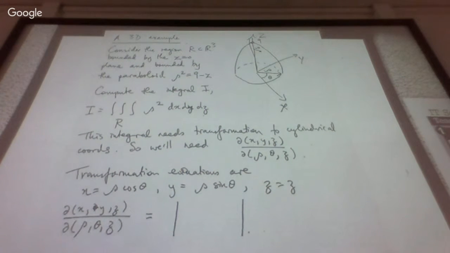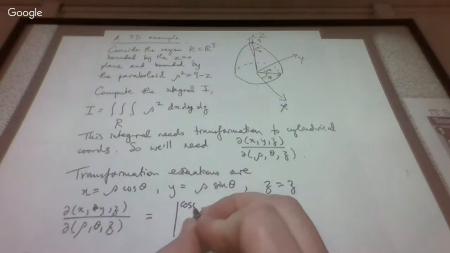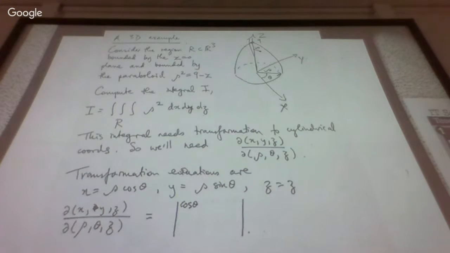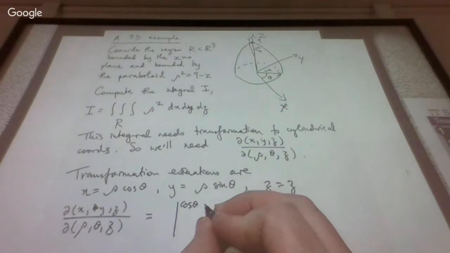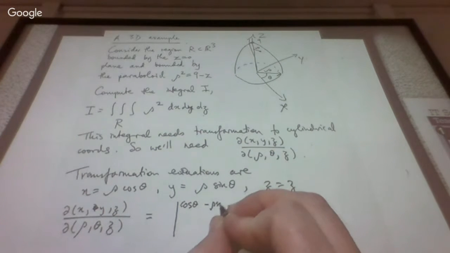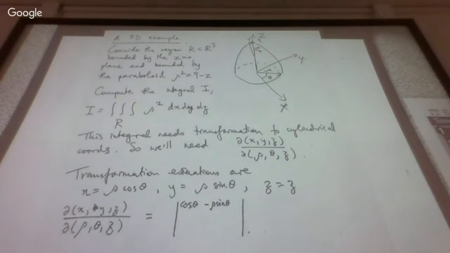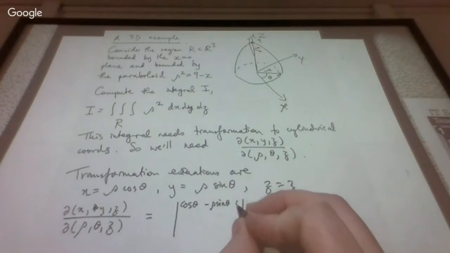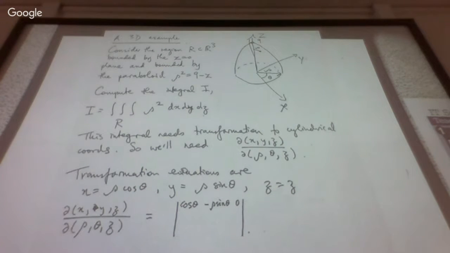And look back on the notes. So the first row is going to be all the derivatives of the x variable with respect to rho, theta, and z in that order. So dx d rho is cosine theta. Dx d theta is minus rho sine theta. And dx dz is 0, because there is no z in x.